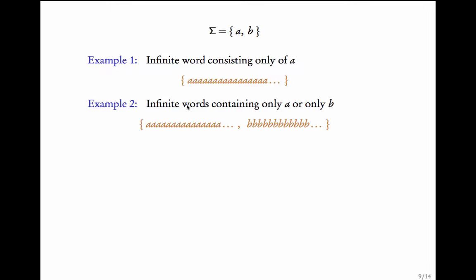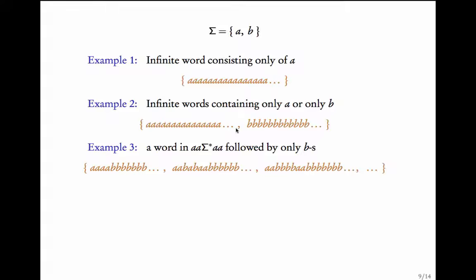Let us look at another example. To this infinite word, we also add the one where there is only B. Infinite words containing only A or only B. So this is one word, this is the second word where every position has a B. Again, both of them are infinite words.